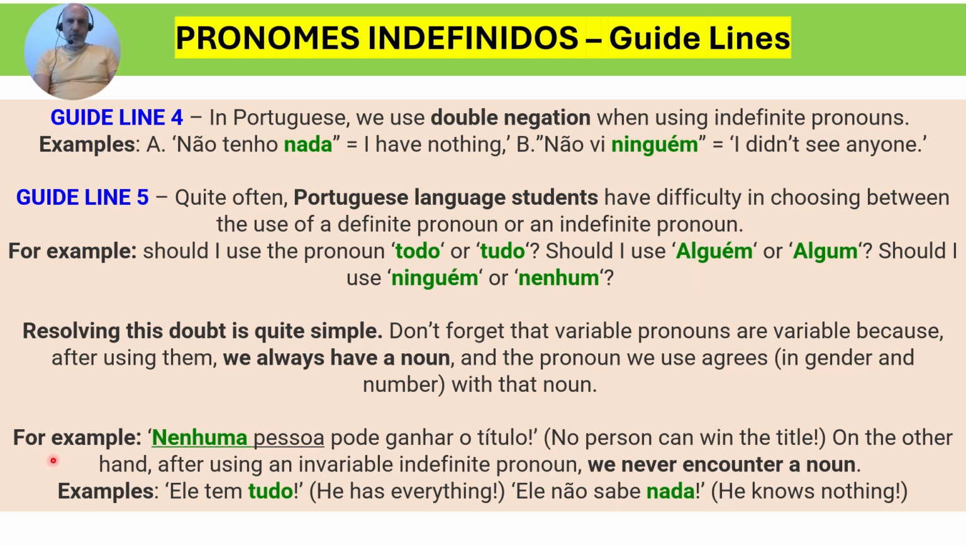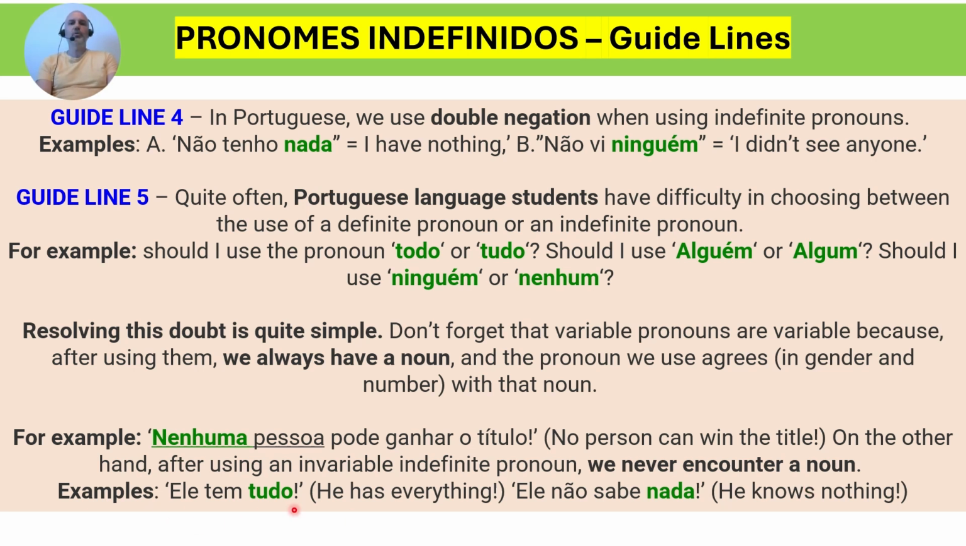Then, a few examples more. Nenhuma pessoa, so nenhuma, it's a variable indefinite pronoun. So if it is variable, you have to have a noun after it. See here, nenhuma pessoa. Nenhuma pessoa pode ganhar o título. No person or no one can win the title. On the other hand, after using an invariable indefinite pronoun, we never encounter a noun. That's what I said before.